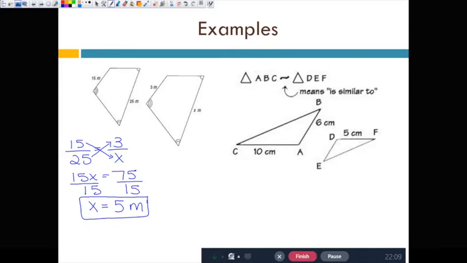Alright, so these two figures are similar. It's letting me know that these two figures are similar. Okay? However, they changed the orientation of this figure. They flipped it around. So I'm going to first create my proportion with this one.